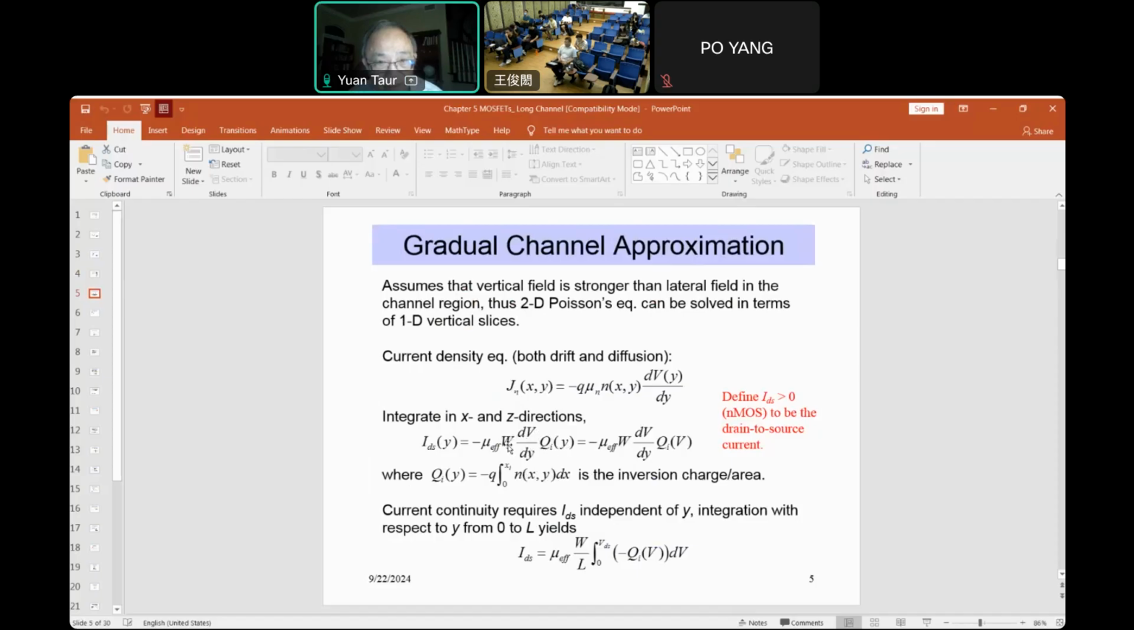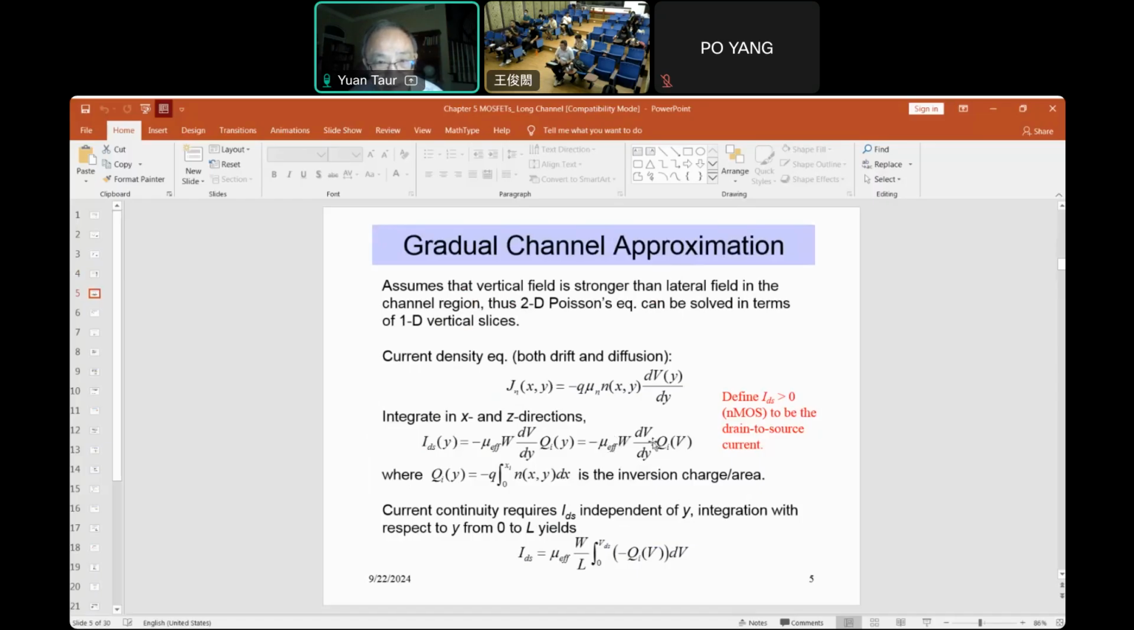So Qi times width becomes the charge, and then you have a dV dy. And here the mobility becomes mu effective, because in principle the mobility may change. It may be a function of depth. But effectively we can dump it into a parameter we call mu effective. And we'll discuss that a little bit later.